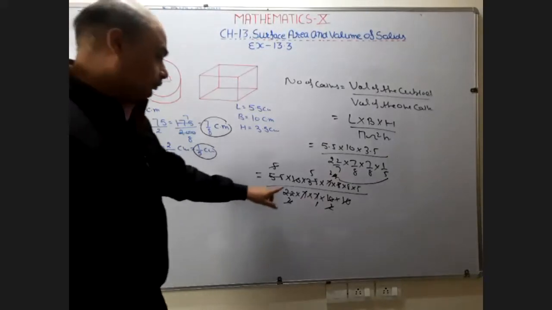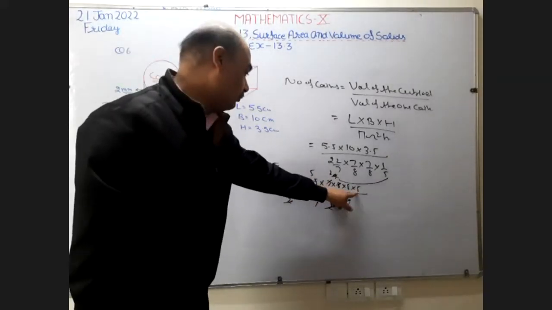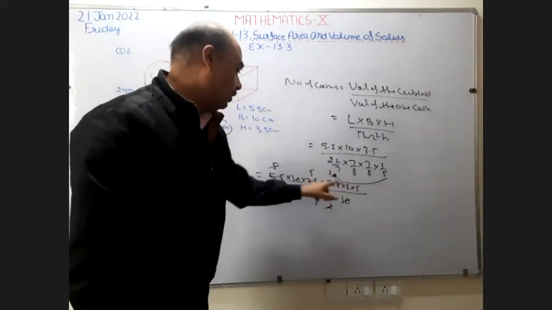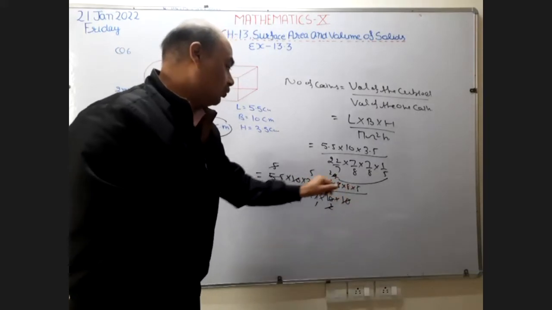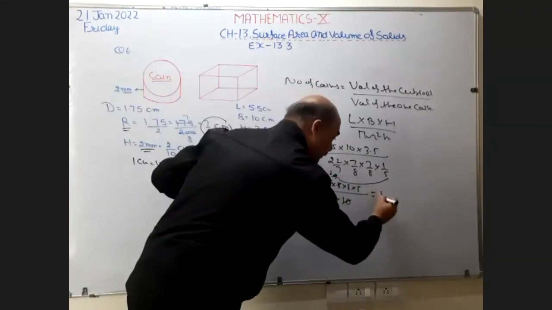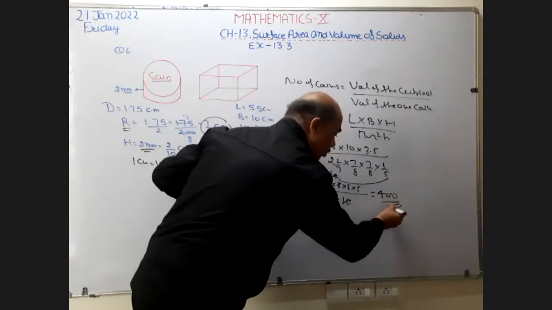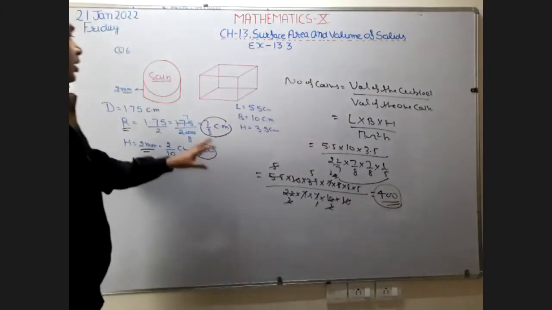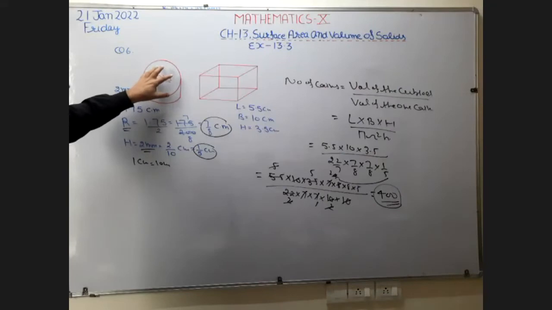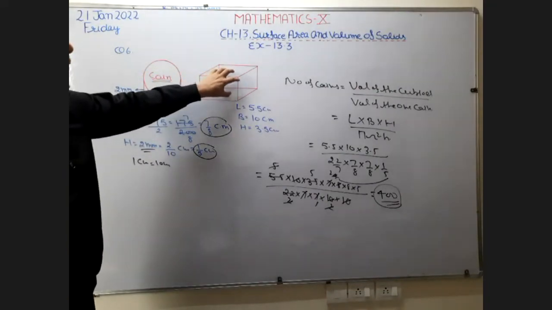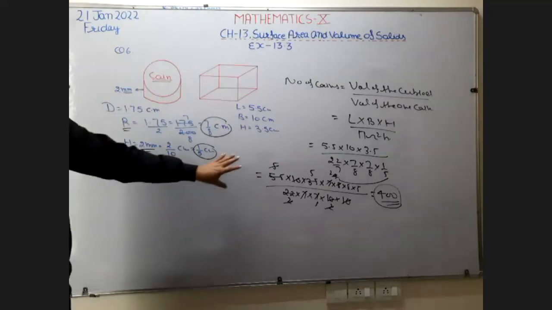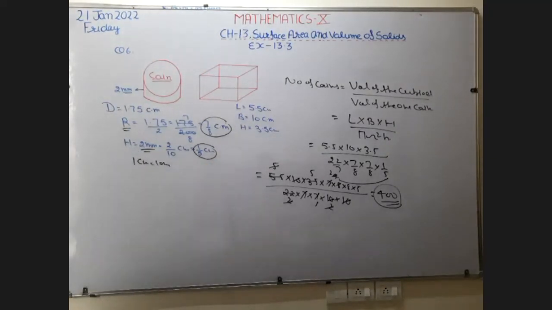Now what is left? 5 into 5 into 16. It means 25 into 16. 25 into 16 is going to be 400. It means the number of coins is equal to 400. If 400 coins are available, with the help of 400 coins, I am able to make this shape of the solid. I hope it is clear now. If there is a doubt, then send a message on my chat box.